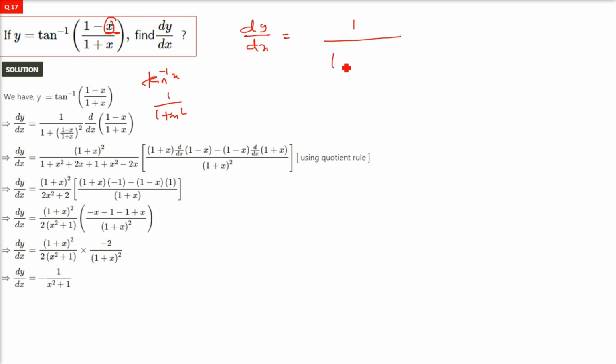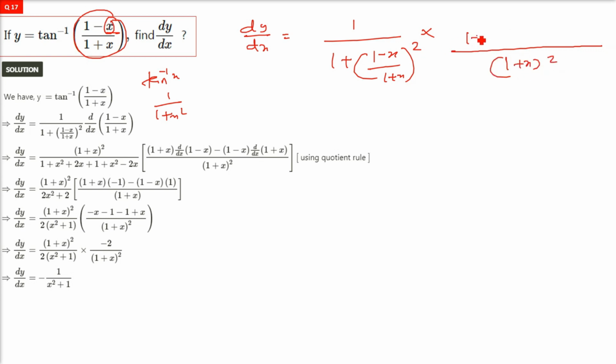So 1 by 1 plus whatever content is there, (1 minus x divided by 1 plus x) whole square. So we'll resolve it just now. But let us do the differentiation of (1 minus x) divided by (1 plus x), and that will be done using the quotient rule. So (1 plus x) whole square in the denominator, 1 plus x here.